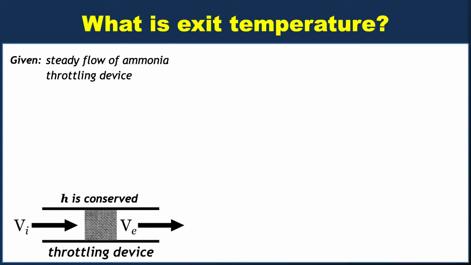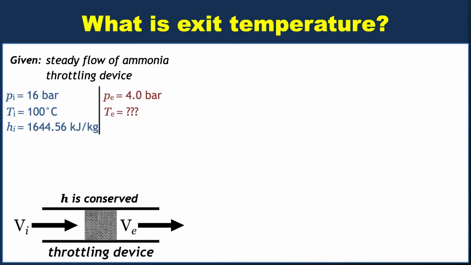And we're given in this case that the inflow pressure is 16 bar, the inflow temperature is 100 degrees C, and we're also told that the exit pressure is 4 bar and we want to calculate the exit temperature. We can use the lookup tables in the back of your book for the inflow conditions to find the specific enthalpy, and we see that H sub I equals 1644.56 kilojoules per kilogram. Because it's a throttling device, we know that H is conserved, so we also know that the exit specific enthalpy must have the same numerical value.